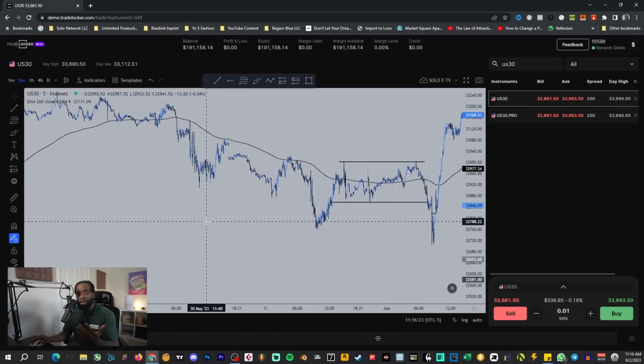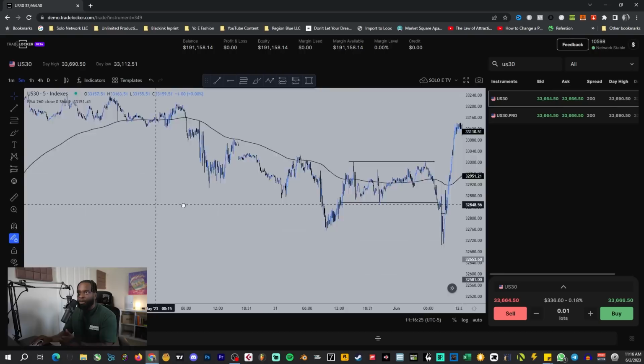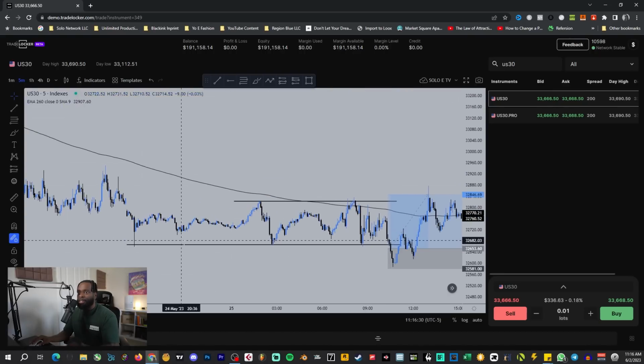Now, I want to show you another one where this same exact play had happened before. Now, we got the exact same thing here. Notice how we got equal.